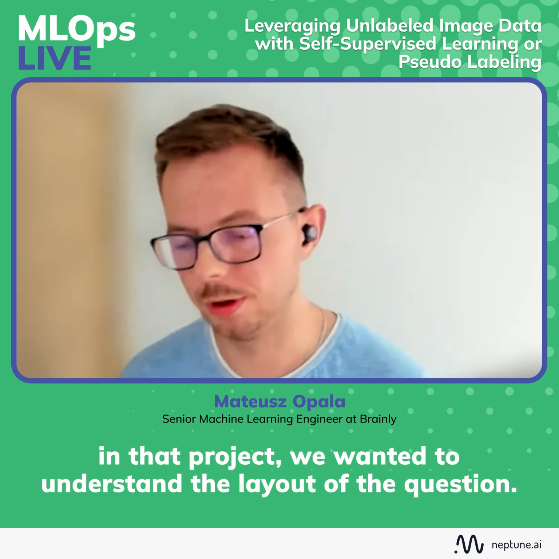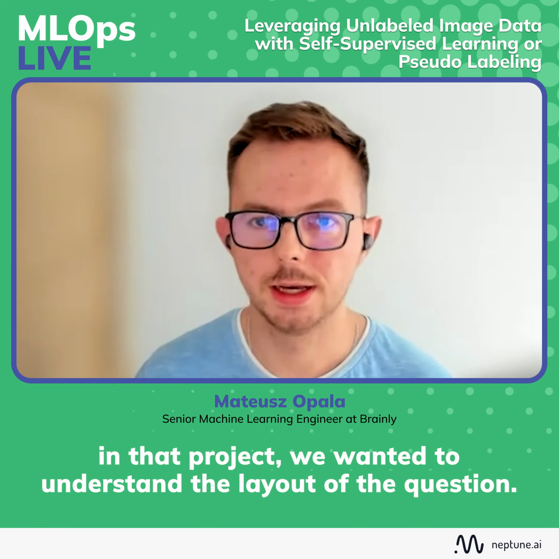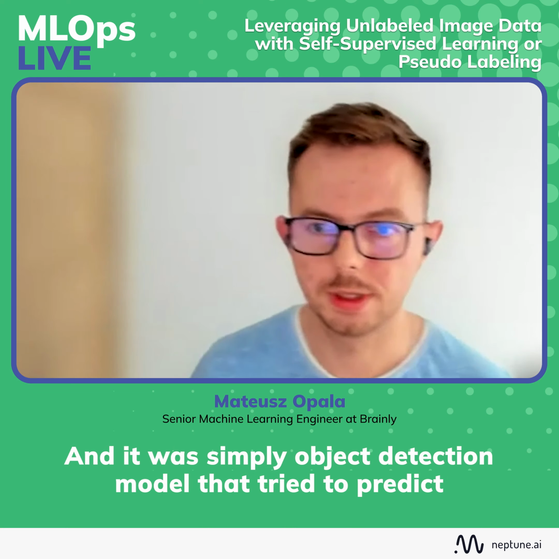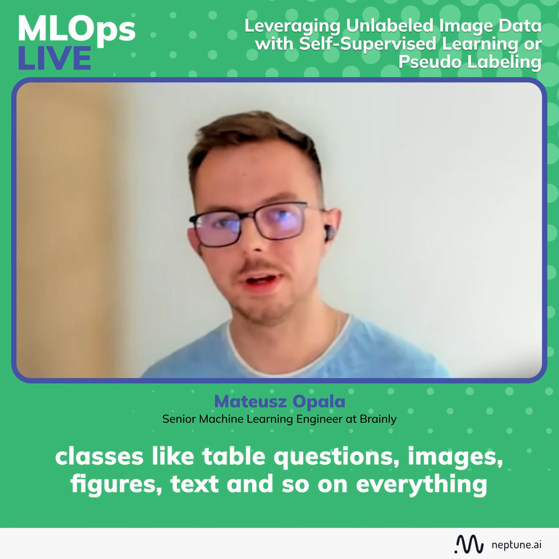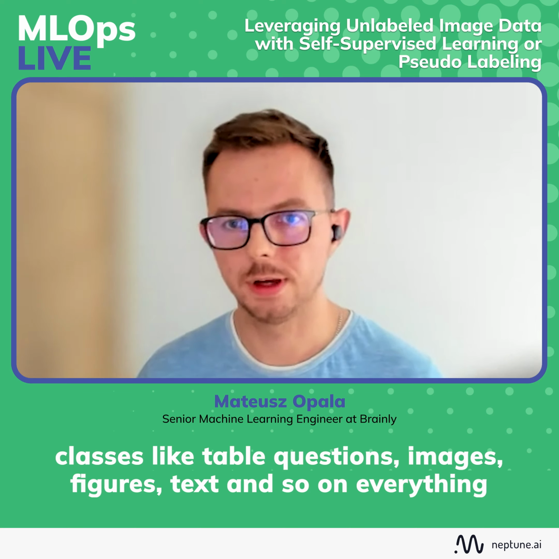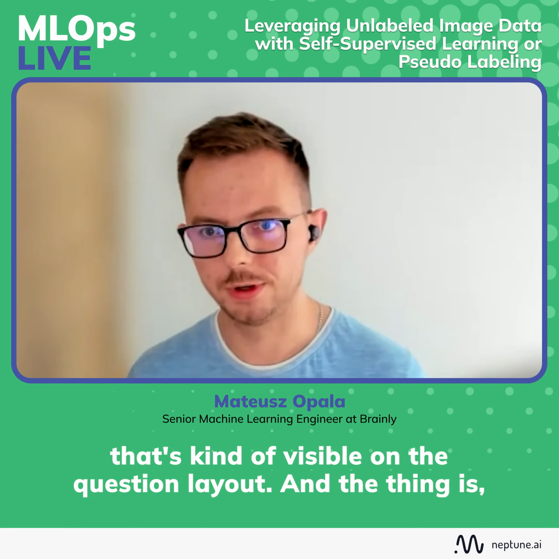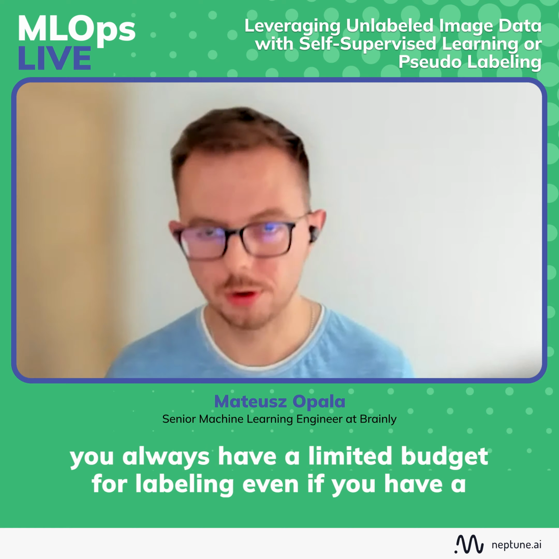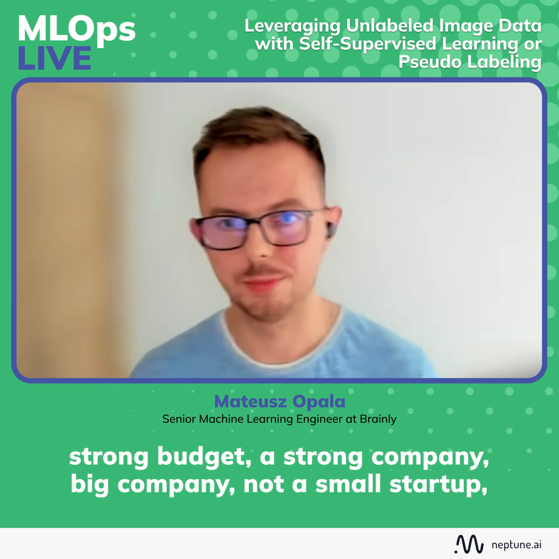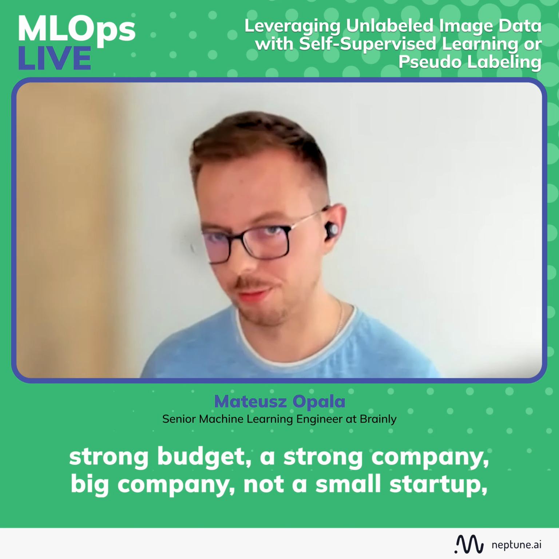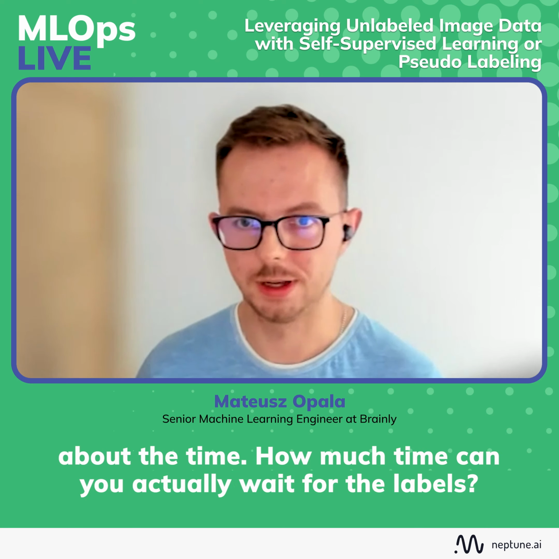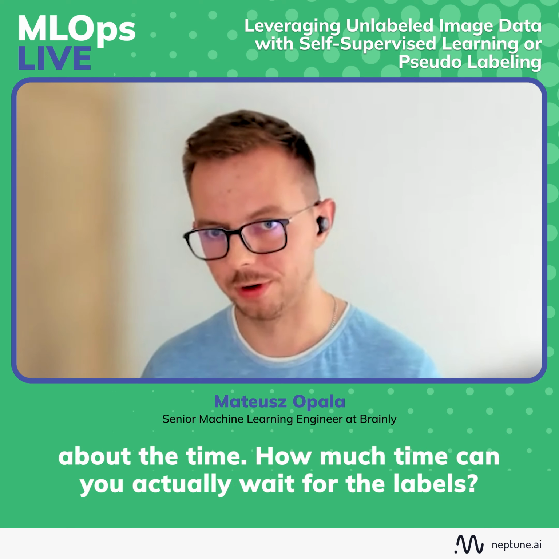In that project, we wanted to understand the layout of the question. It was simply an object detection model that tried to predict classes like table, question, image, figure, text, and so on, everything that's visible in the question layout. And the thing is, you always have a limited budget for labeling, even if you are a big company, not a small startup. It's not only about the money, but also about the time. How much time can you actually wait for the labels?